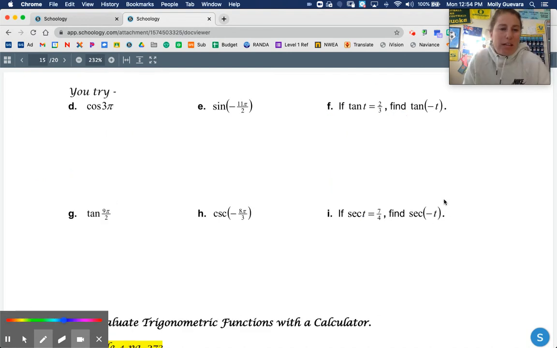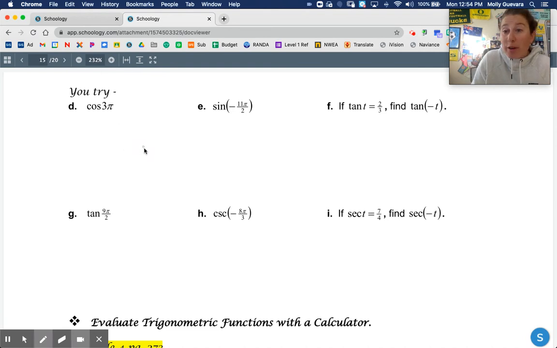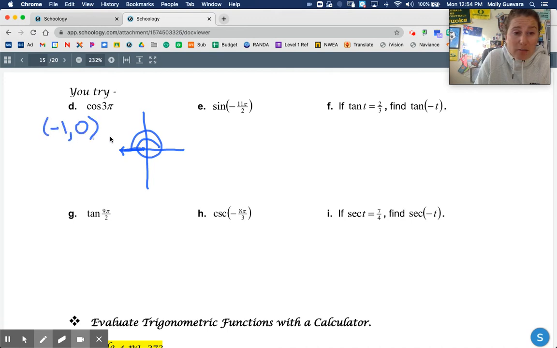Okay, so let's quickly go through these. If you drew it and that was helpful to you, awesome, right? So here's 1 pi, here's 2 pi, here's 3 pi. So this is the angle I'm looking at. The coordinate of that angle is negative 1, 0. And so I want the cosine of that, which is my first term, my x-coordinate. So my answer here should just be negative 1.